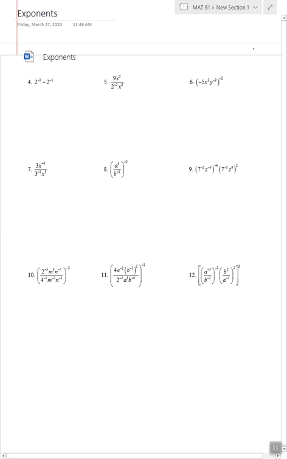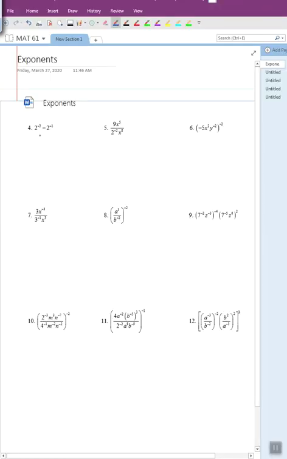Alright, I've got a few here for us to work on. So let's look at this first one here. It says 2 to the negative 3 minus 2 to the negative 1. Here, let me make that a little bit bigger.